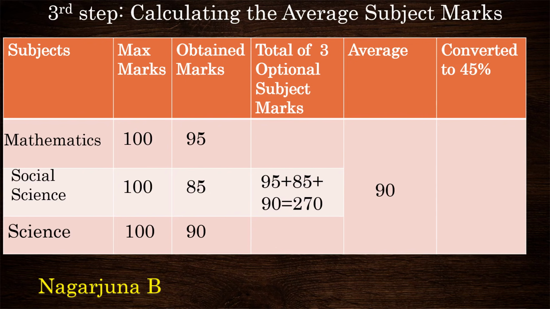Convert this 90 to 45%, and this can be done by writing, open the bracket, 90 divided by 100, close the bracket, into 45 is equal to 40.5. So when it is 0.5, convert to the next one, that means it will be 41. So now the marks which has to be considered for the subject is 41. The 41 has to be considered as the marks, and this is which has been converted to 45%.